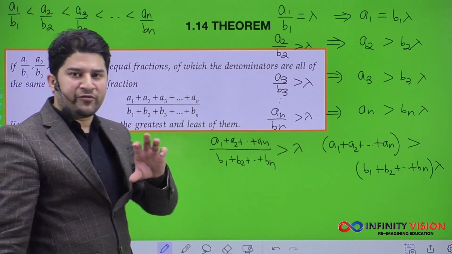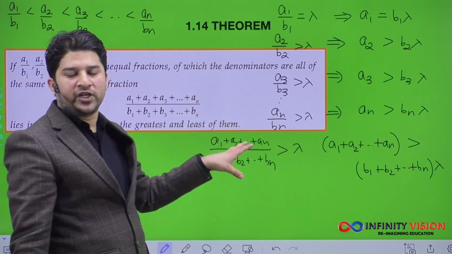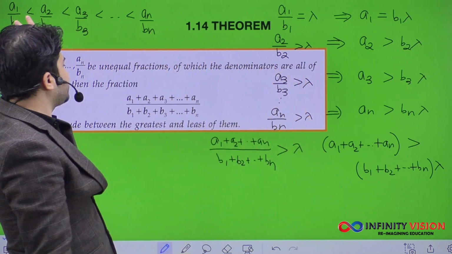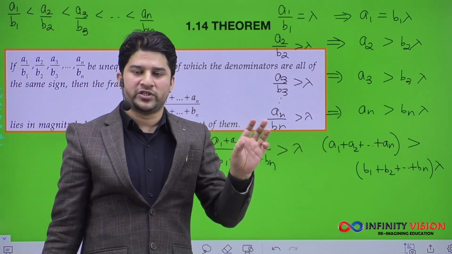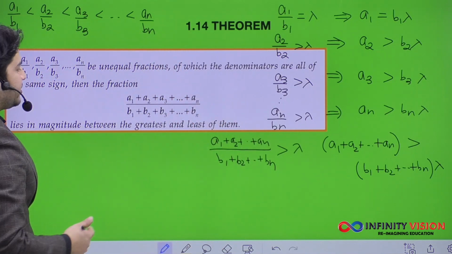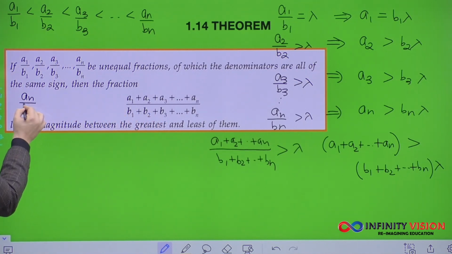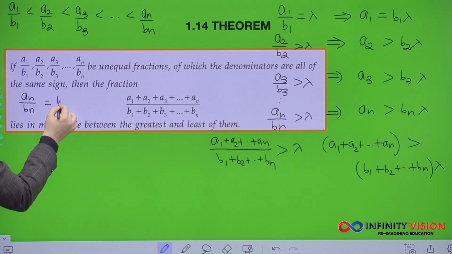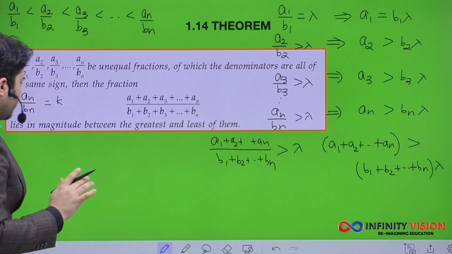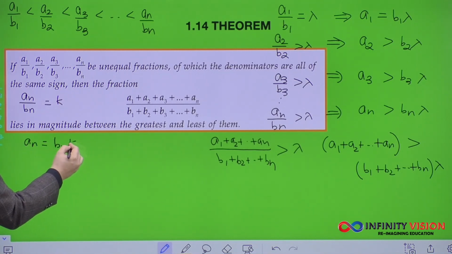So definitely we have proved the first part, that the sum of numerators upon sum of denominators will be strictly greater than the least fraction, that is a1 upon b1, which is equal to lambda. Now to prove the second part of the theorem, we are going to assume that an upon bn is equal to k. So an is equal to bn into k.